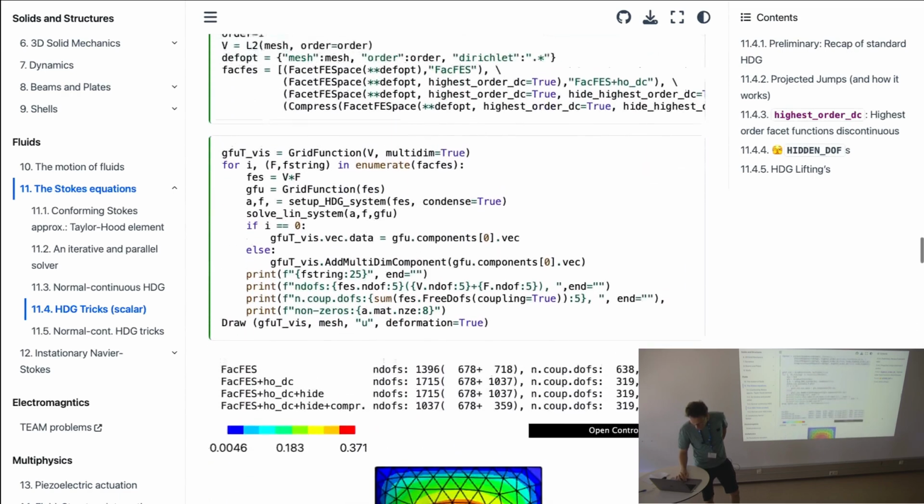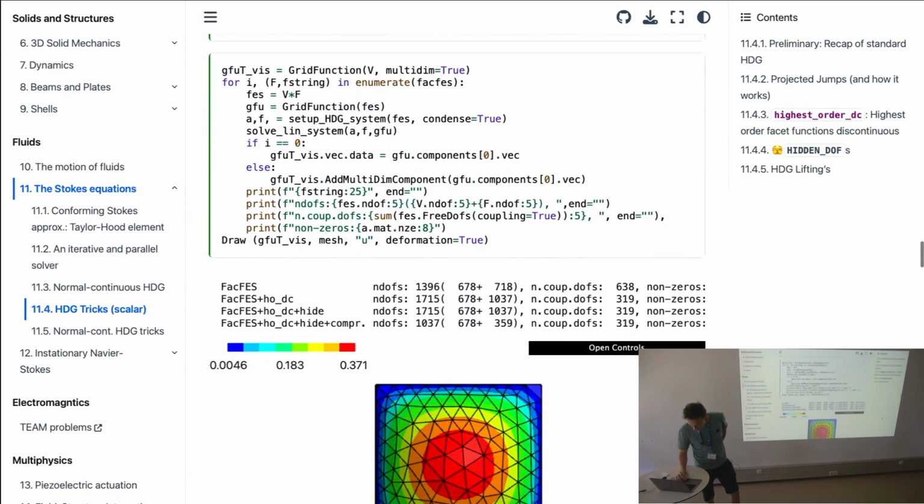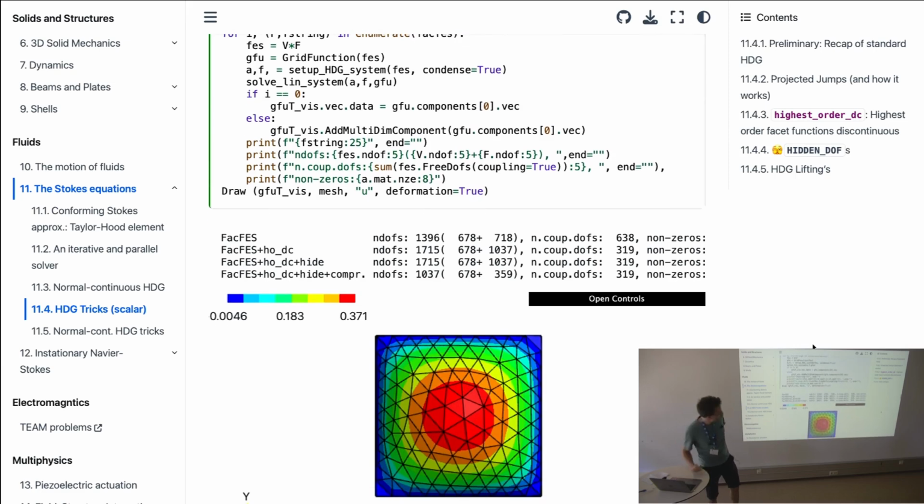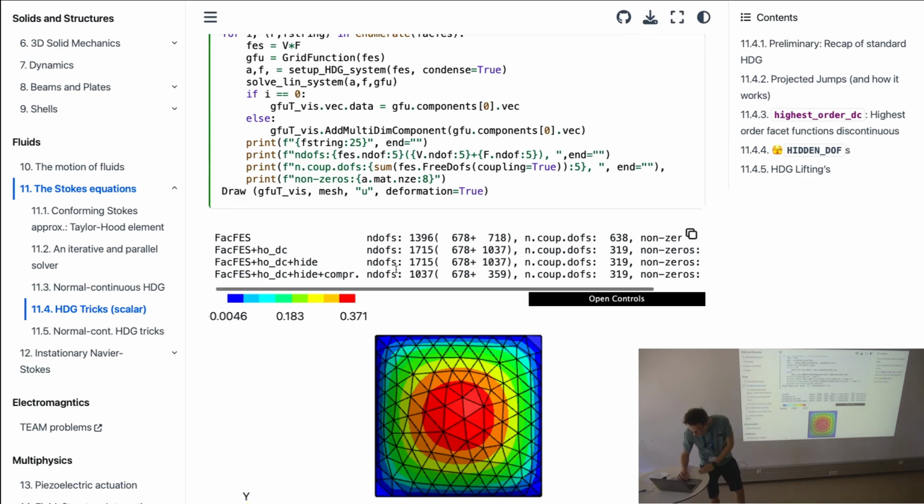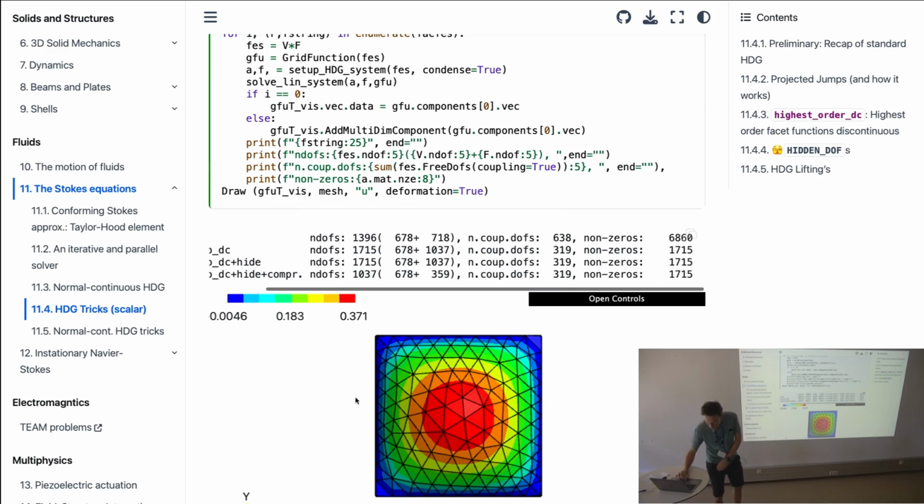Okay, so now we can apply this with all these different versions. So standard facet space, plus highest order DC, plus hidden, plus compress, and you see different types of effects. So what you see in the number of degrees of freedom, these are getting more until I compress, then they're getting less. But the more important part is what you have in the global linear system.